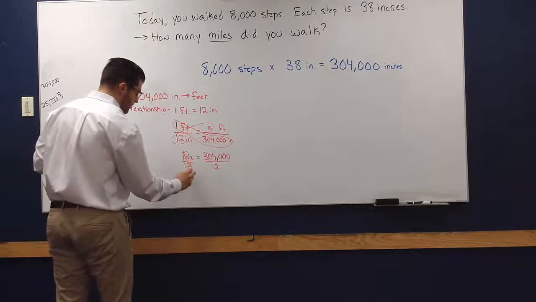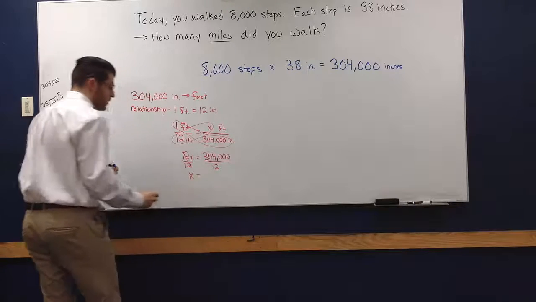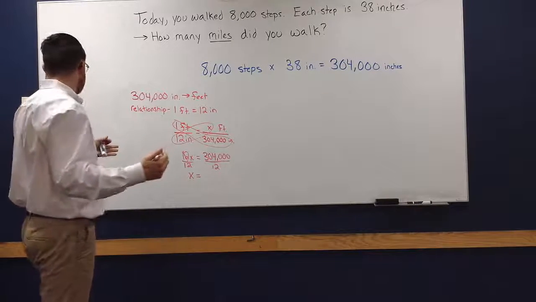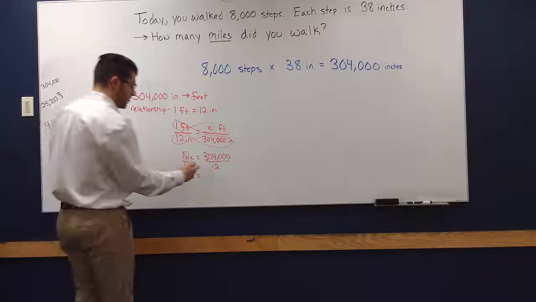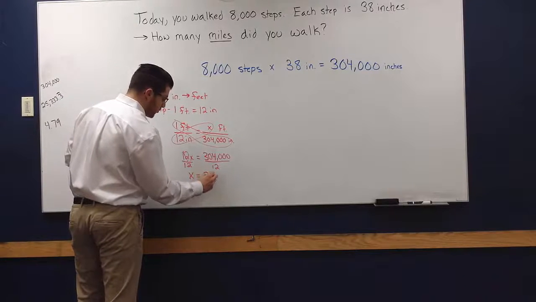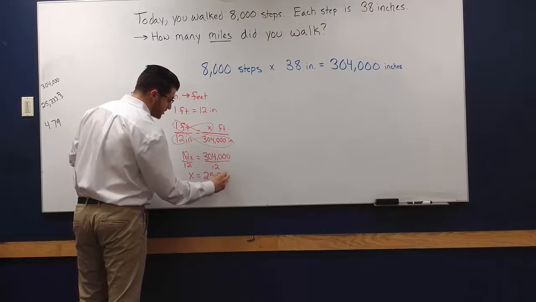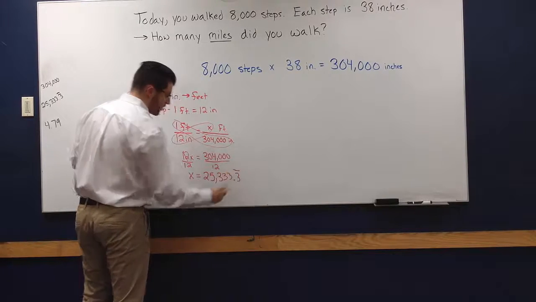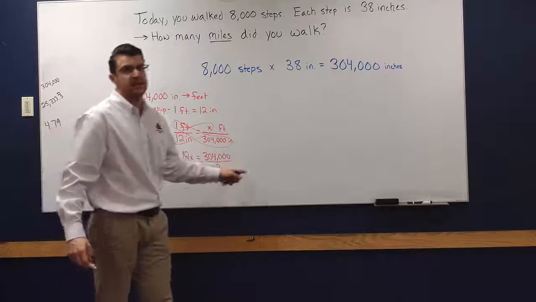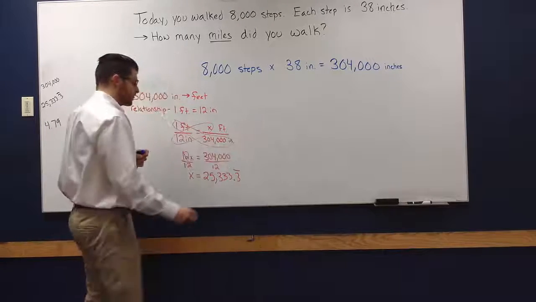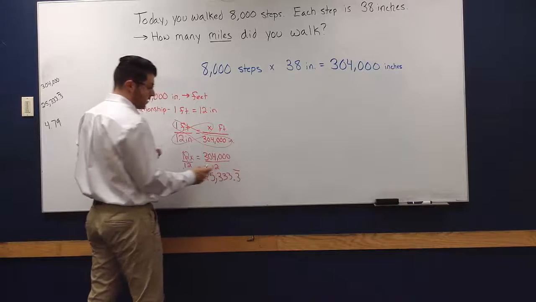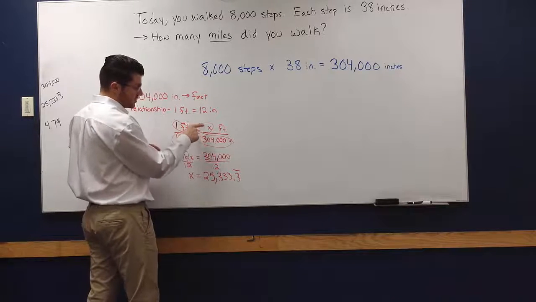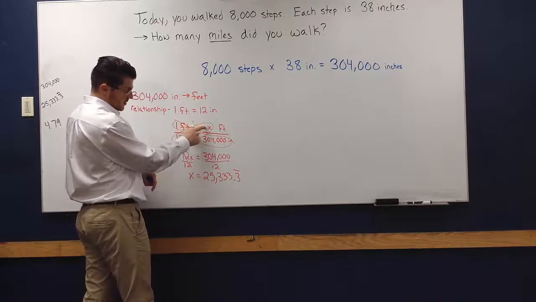Cross this out. Now if you want to pause the video to figure this out on your own by hand or in the calculator, that works perfectly fine. You should get 25,333.3 with the 3 repeating. This little line means that that 3 keeps going on forever. Now the measurement here is, well, if you forget what you were looking for, go back to your proportion, find the x, and it's feet.